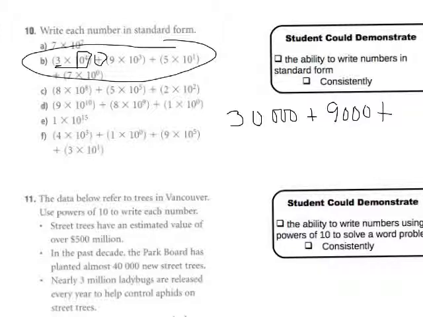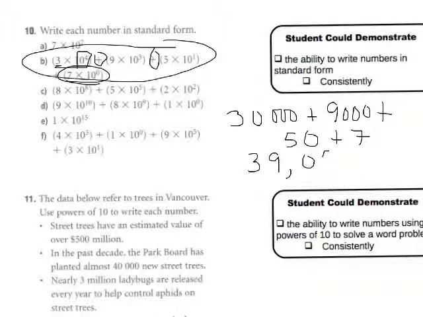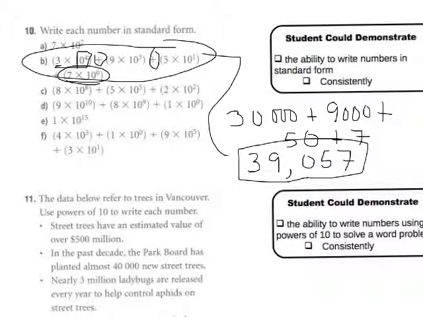We're going to add to that 5 times 10 to the power of 1, which is 50. And then we're going to add to that 7 times 10 to the power of 0, which is 7 times 1, which is 7. When we add all these together, we get 39,057. This is a standard answer that you would give somebody. You would never give someone an answer like that. That's an expanded answer. So standard answer would be a form that you would give a regular person on the street or whatever you need to do.